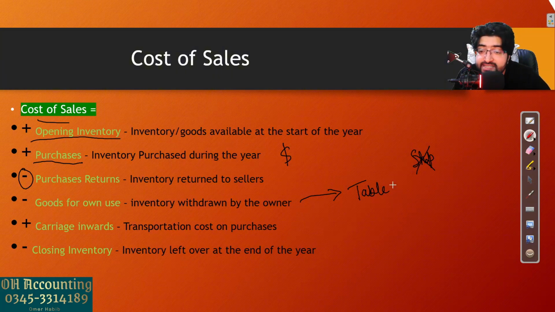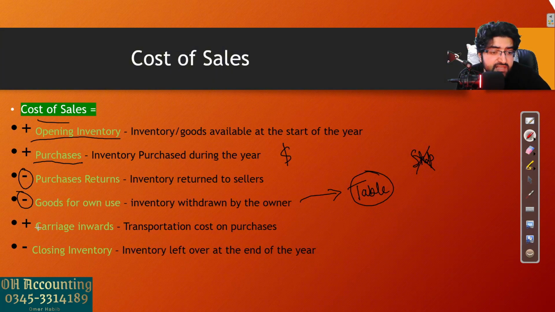But when he picks it from his own business, we call it drawings, and we cannot include the cost of that table in cost of sales of the business anymore. That will be unfair to the business, right? Because the owner is taking the table for personal use from the business. So we have to subtract the value of that table from cost of sales section.